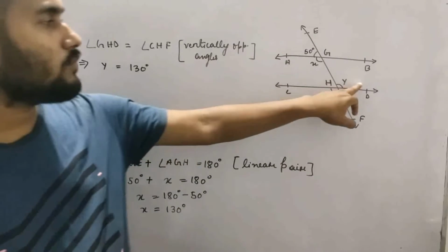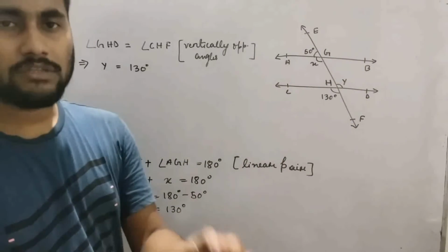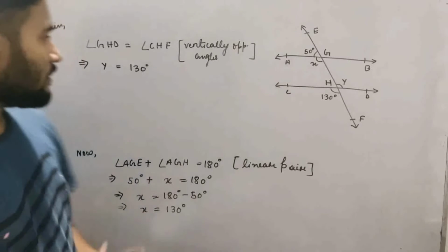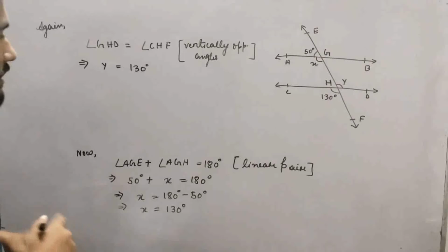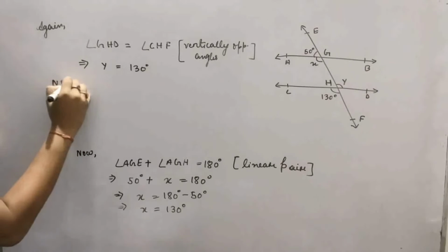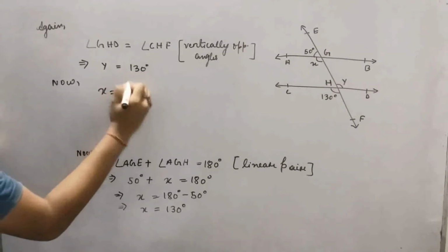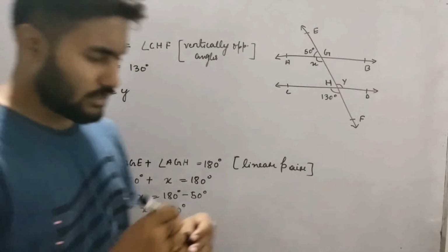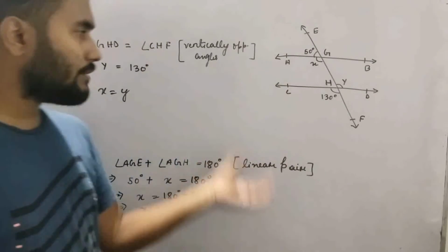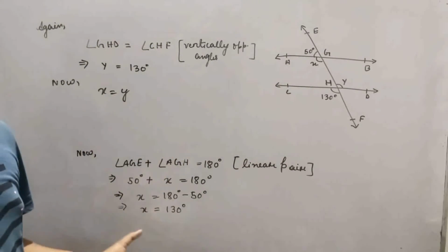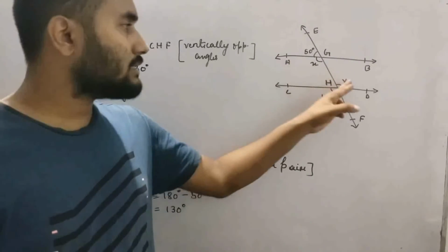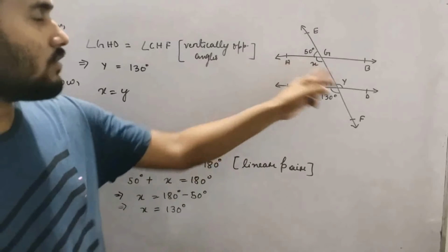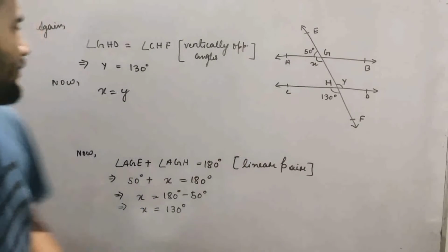Now you see, X is also 130, Y is also 130. That means X and Y are equal. So I can write now X is equal to Y, because their measurement is the same. And X and Y look like what? They look like alternate angles.